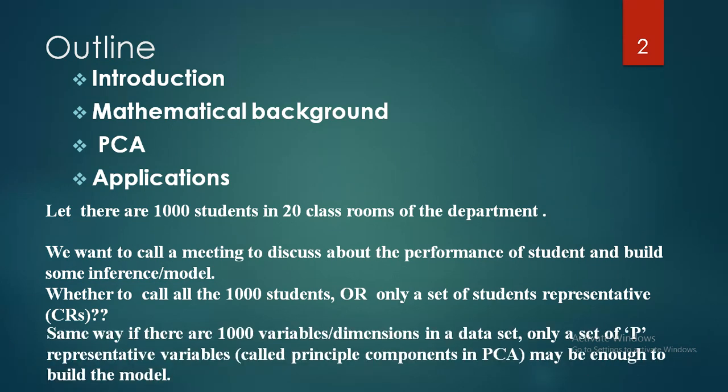Similarly, say there are thousands of variables or dimensions in a data set. So instead of considering all the thousands of variables or dimensions, we shall consider only a set of, let us say, p number of representative variables, that is also called principal components in PCA. That is enough to build the model. But now we shall see how to extract a set of p representative variables.